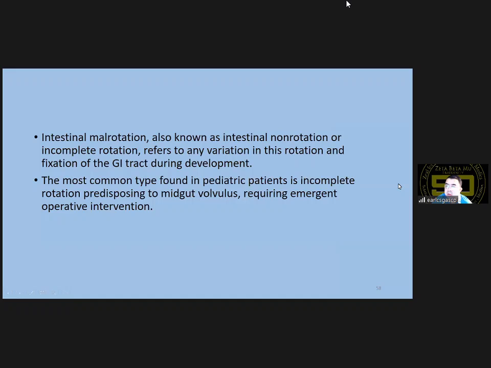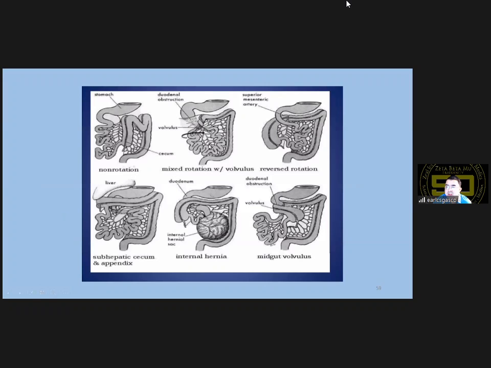Okay, these are some images of the different variations of malrotation. We have non-rotation, wherein the jejunum is seen on this side. We have mixed rotation with volvulus. We have midgut volvulus. You can see that the small intestine is looped around the large intestine. We have reverse rotation, and we have hernia or subhepatic cecum and appendix. Study these images later. Okay.